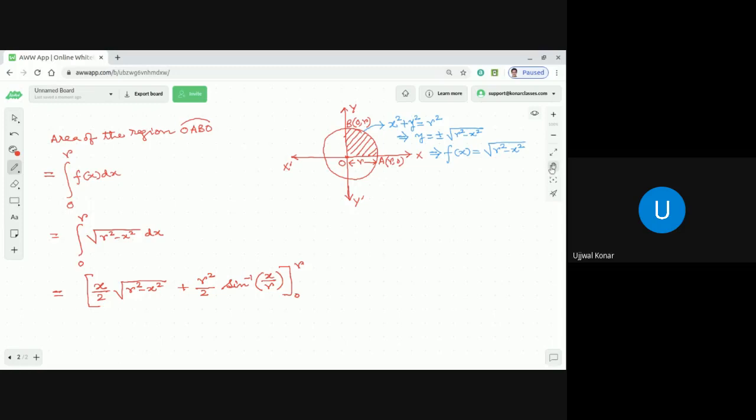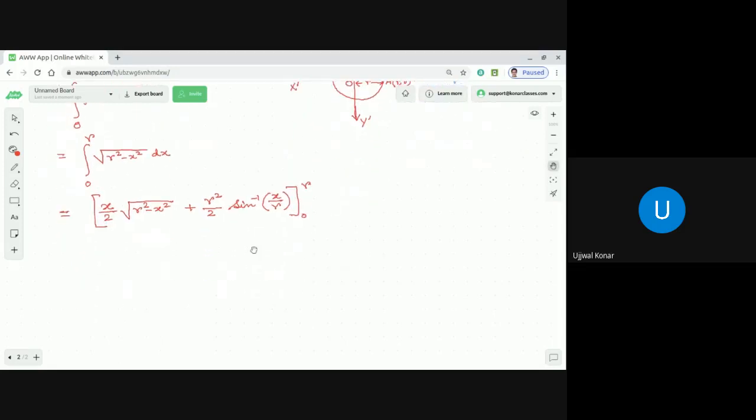See, formulas are like utensils. Suppose you want to make food in the kitchen, then these formulas are like utensils or the different masalas. You need to know at what time what masala you need to apply. So that is equal to, now first we put in the value r. So what we get? r by 2 into square root of r square minus r square plus r square by 2 into sine inverse r by r, correct?